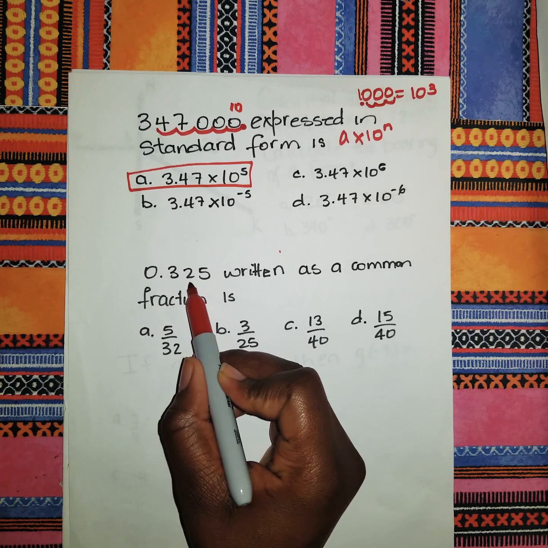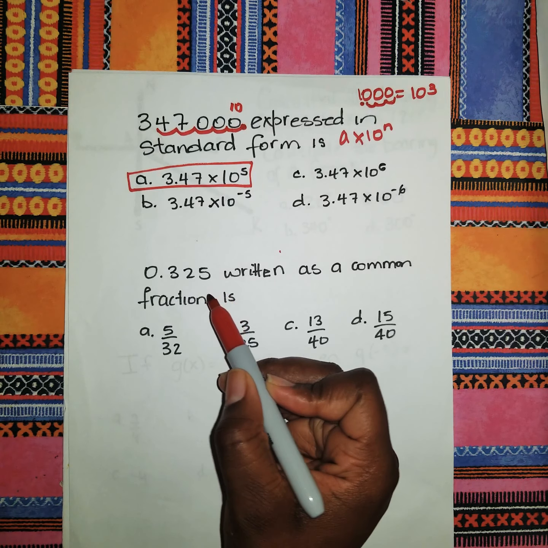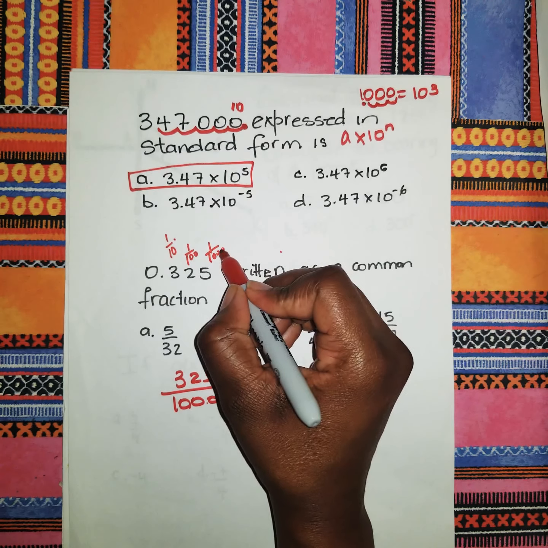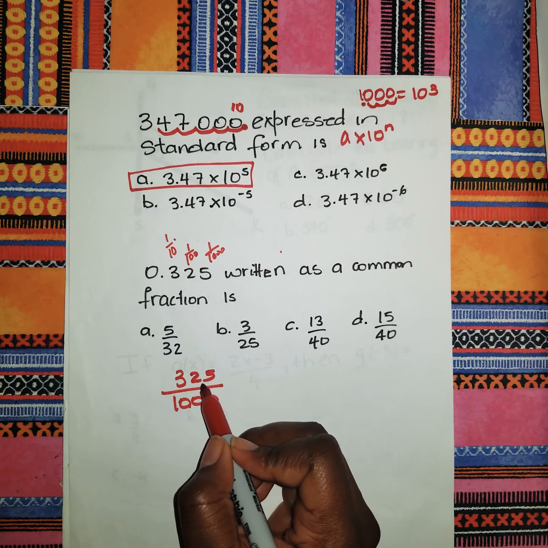So 0.325 written as a common fraction is, so basically we can represent this as a fraction by 325 over 1,000. How do I know 1,000? Because this represents the tenth, 1 over 10. It's 1 over 100. This is 1 over 1,000. And so 1 over 1,000 represents the 3 places behind the decimal point.